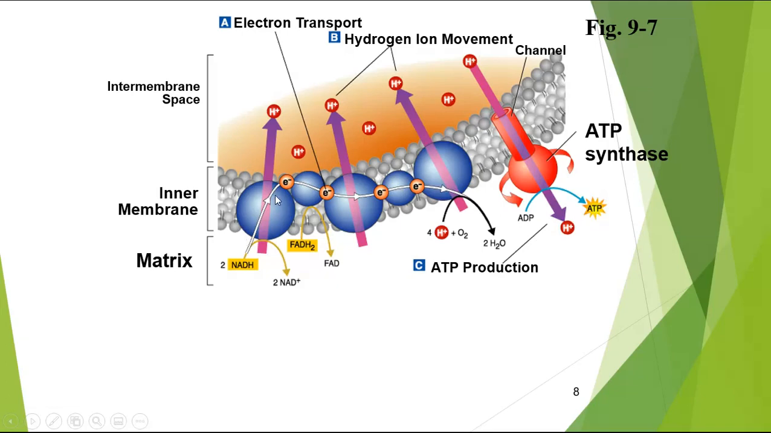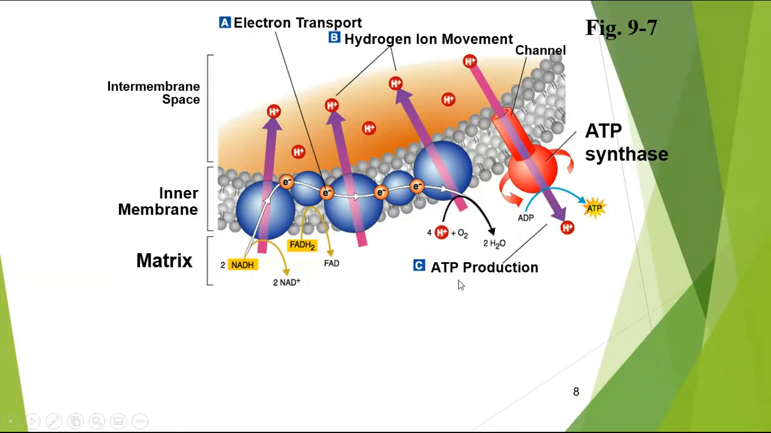These electrons, besides allowing the passage of hydrogen ions through the inner membrane, at the end of their process, are going to combine with 4 hydrogen ions to form water. Oxygen is important because it acts as the final electron acceptor. It is what draws all the processes to occur.